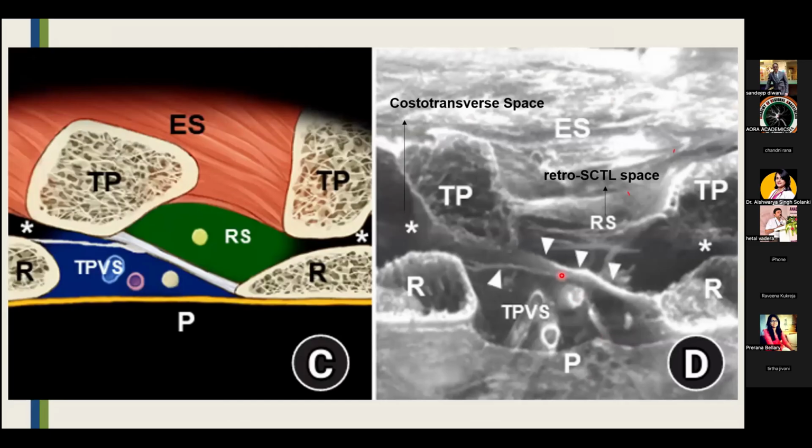But then this is a blown up figure where you can see between the rib and the transverse process, the costotransverse space, and the retro superior costotransverse ligament space is just behind the costotransverse ligament. Now this is a micro CT which has been blown up. This is a very small space. If you go to the dissection hall, sometimes you can get hold of some of the cadavers and try to see how the dissection specimens look. These are very small spaces, which would not require much needling.